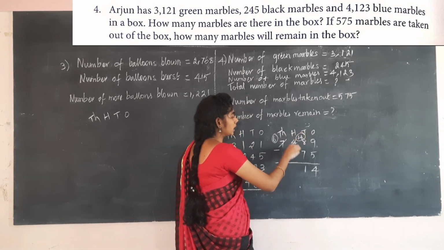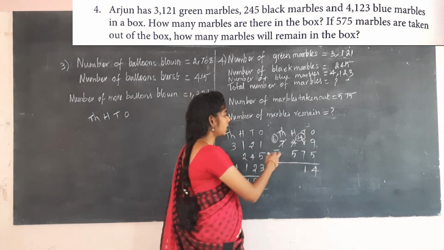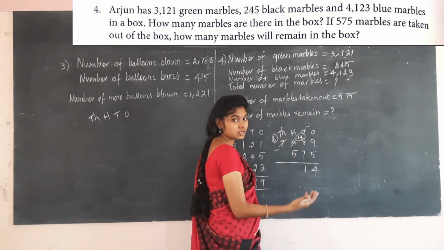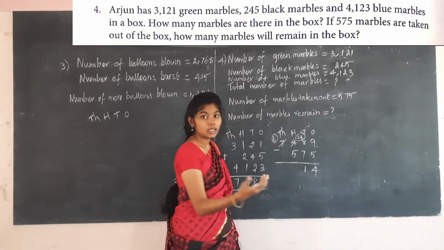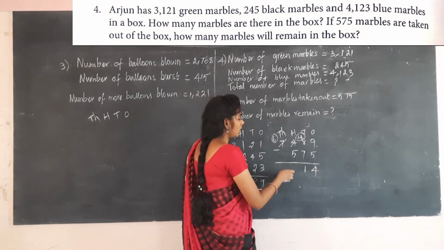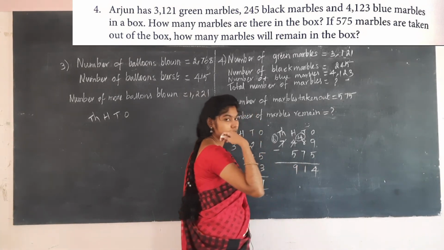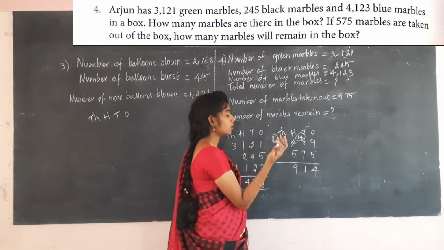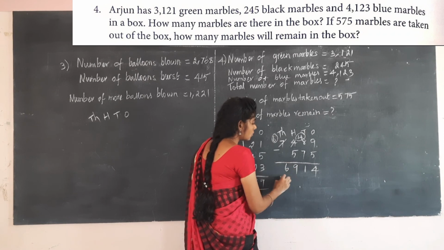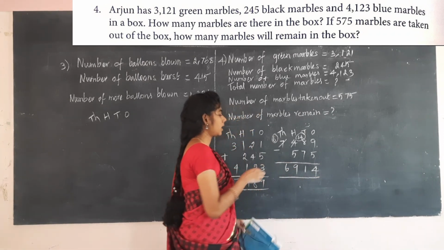So now 14 minus 5. How will you subtract? 14 in the mind, 5 on the fingers. Say the numbers before 14: 13, 12, 11, 10, 9. So write the number 9 here. In the mind itself you can also calculate, and by fingers if you need you can calculate that way. So write the 6 as it is. So the answer is 6914.